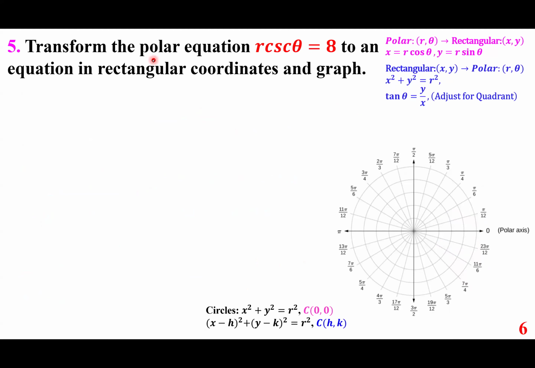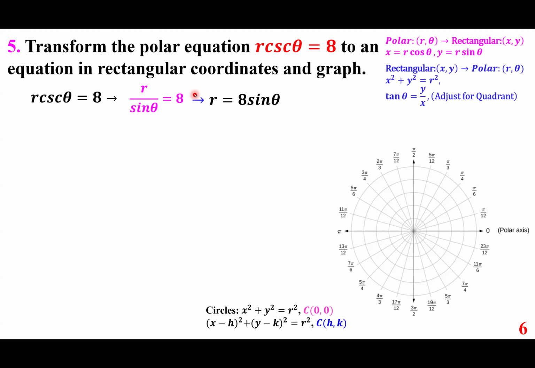Transform the polar equation r cosecant theta equals 8 to an equation in rectangular coordinates and graph. Reminding you of that, that's the grid. And we know the relationship between cosecant and sine. So cosecant is 1 over sine. Therefore, I can replace the cosecant with 1 over sine and say r over sine theta is 8. And the cross product will give me r equals 8 sine theta.